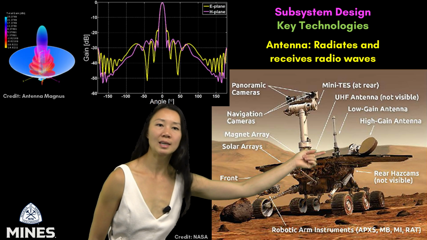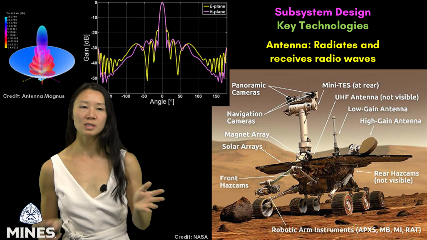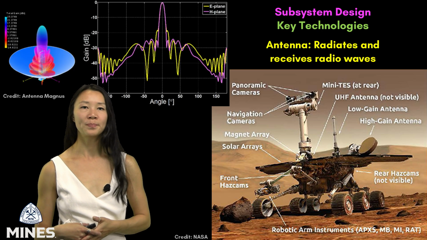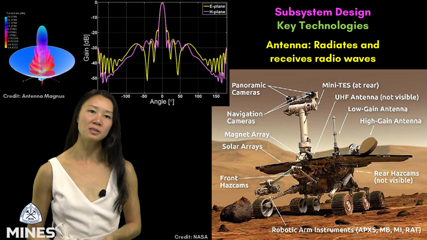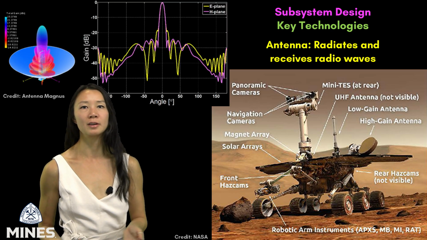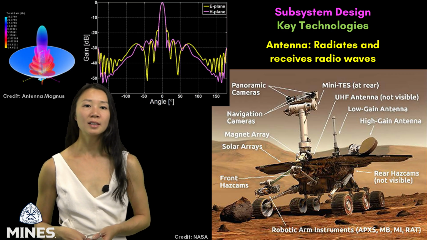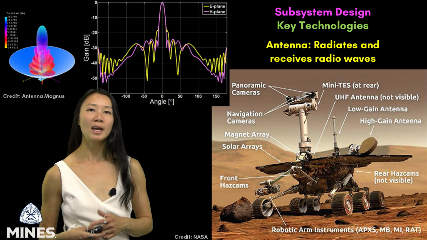There's the low gain antenna, which is simple and often omnidirectional, meaning it transmits and receives in nearly all directions. This is great for emergencies or when the spacecraft's orientation is unknown, as it requires no precise pointing. However, it offers a very low data rate. Spirit and Opportunity use their low gain antennas for initial contact and as a backup.